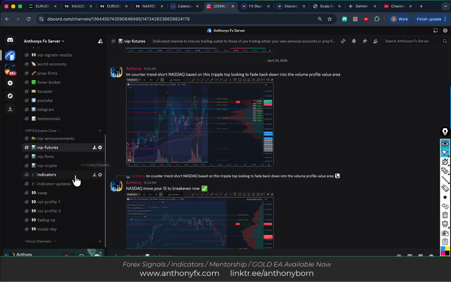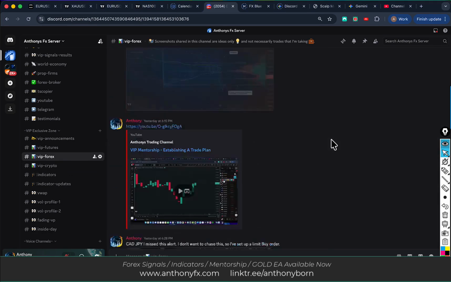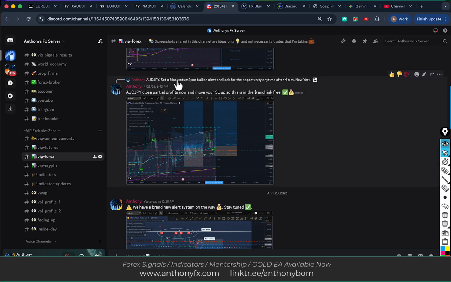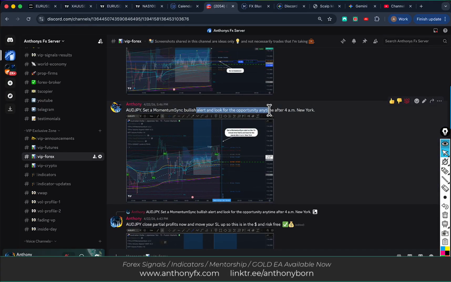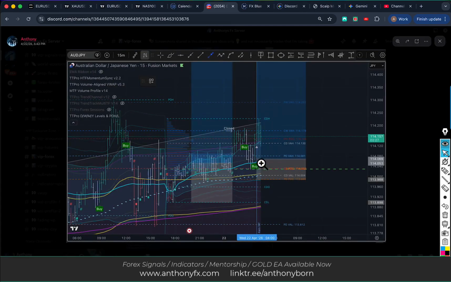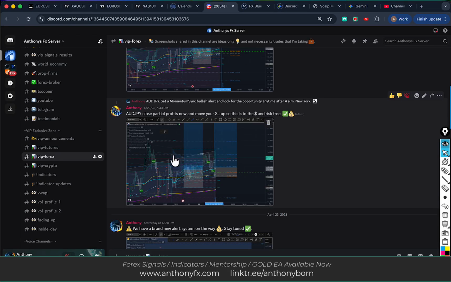There it is. Okay, right now, if you missed that in Forex here, I'll just show you what you get. A perfect example here. Look, I'm posting these. Aussie yen set a momentum sync bullish alert and buy when the signal fires. Oh yeah, that was it there. So the signal fired, buy. You're in. This is an easy copy because I'll find these opportunities and stick them in here. These are specifically meant for the London Open or the New York Open. Whenever that momentum signal fires, you take that trade. 1R, close partials, move your stop loss up. It's as easy as that.